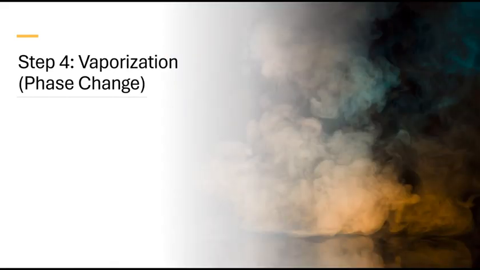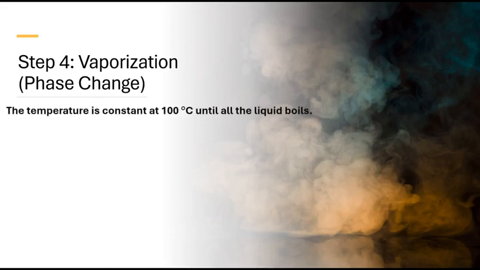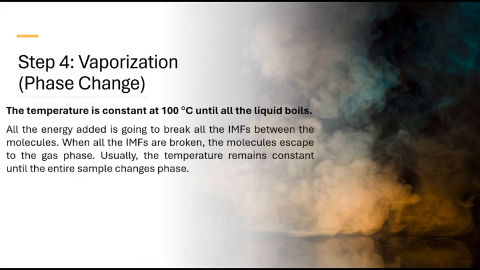Step 4, vaporization, or phase change. The temperature is going to be held constant at 100 degrees Celsius until all the liquid boils. All of the energy added is going to break all of the IMFs between the molecules. When all the IMFs are broken, the molecules escape into the gas phase. This usually means the temperature remains constant until the entire sample changes phase.